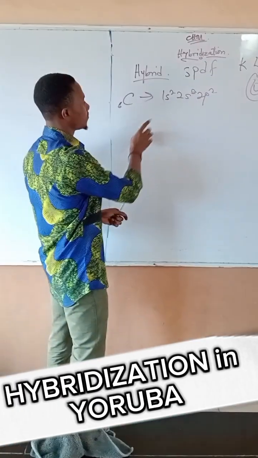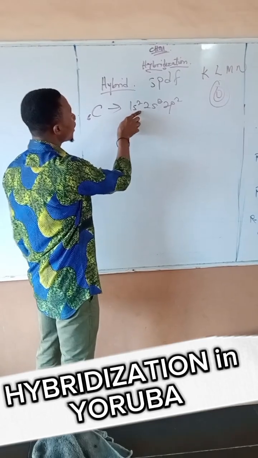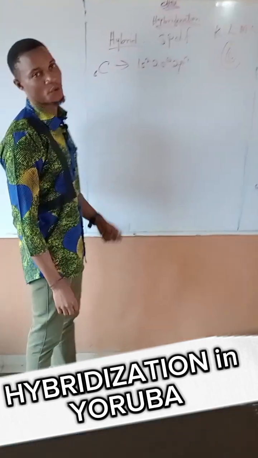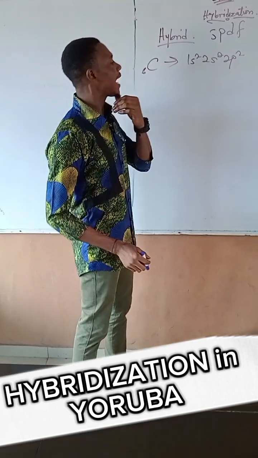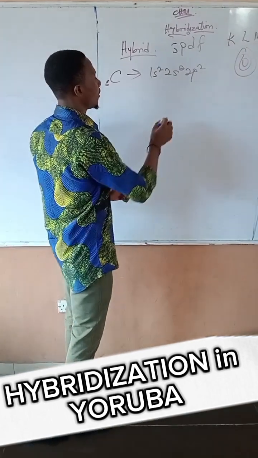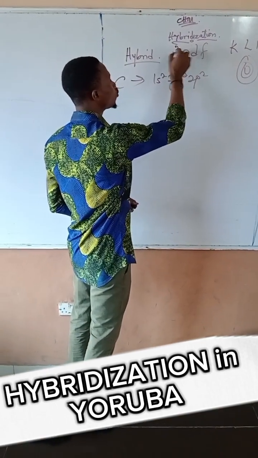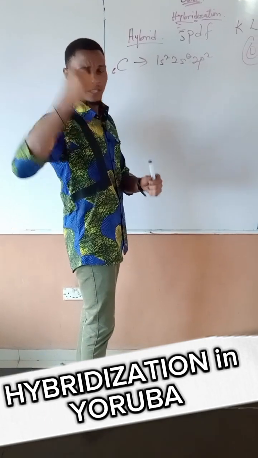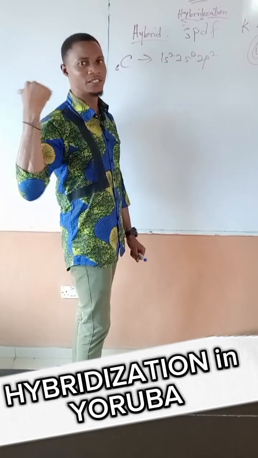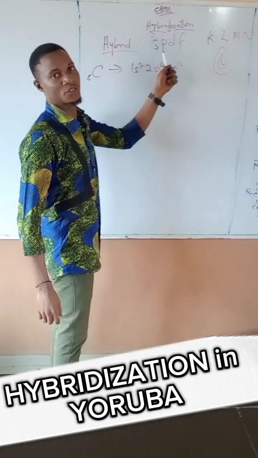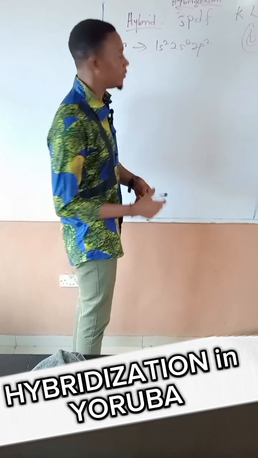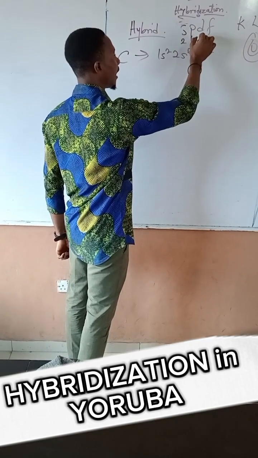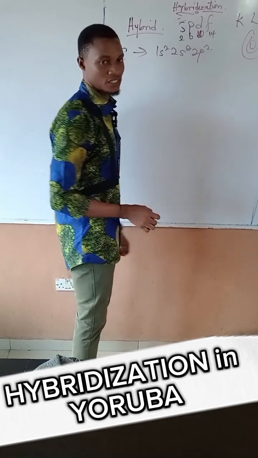So now let's have it this way. I believe we understand it. So let's have 1s2, 2s2, 2p2 as our electronic configuration for carbon atom. That means S can take 2 electrons, P can take 6 electrons. I explained in the previous classes the number of electrons each orbital can take. So S can take 2, P can take 6, D can take 10, and F can take 14 electrons.